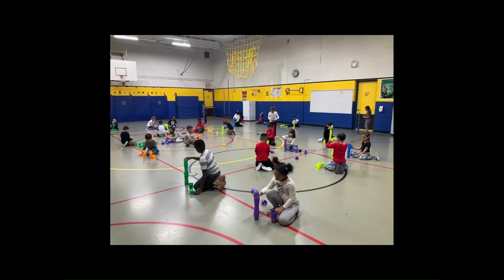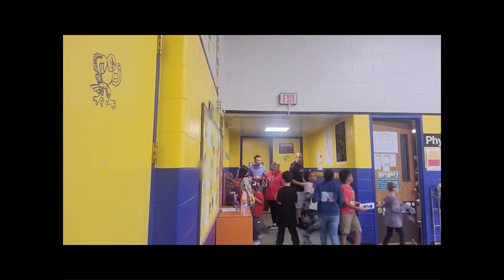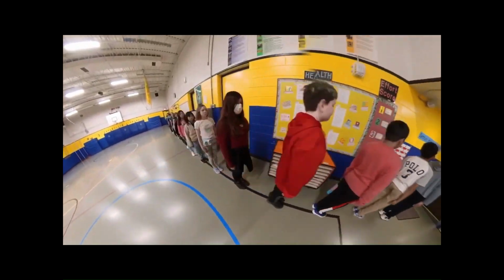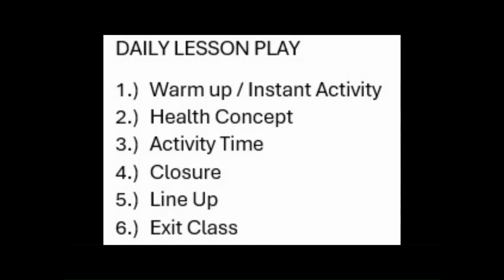Creating a predictable environment for students is imperative for students to feel safe. Students need to know what they are expected to do from the beginning of class until the end of class, which is why it's important to have consistent, structured daily routines. A daily lesson should have the following components: an instant activity or warm-up, a health concept, activity time, a closure, and then a way students line up and exit class. Now, I'll explain the importance of each as well as give an example of how I use these for my elementary school students.